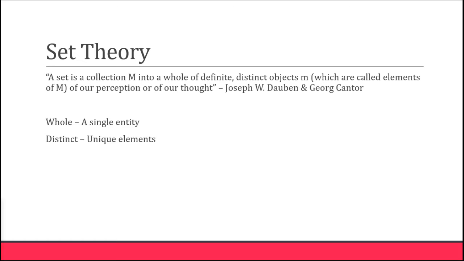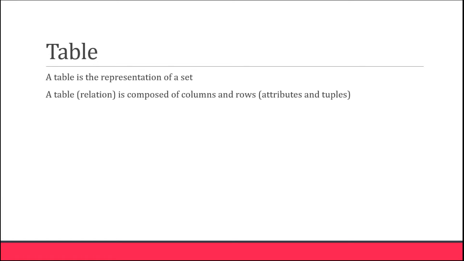All right, so a table. A table actually represents a set in effect. A table is also called a relation, and is composed of columns and rows. So a table is one of the fundamental units within a database that contains your data, and it represents a set. You have to see it as a set in order to write queries properly.